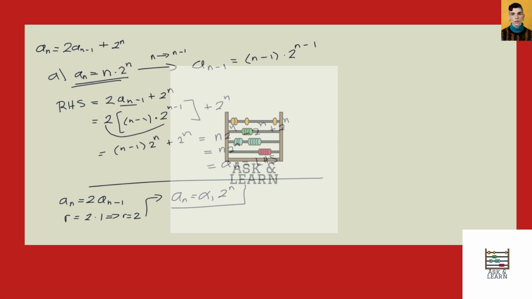So the solution to the inhomogeneous equation is going to be alpha_1 2^n plus n times 2^n. That is your solution to the homogeneous part, plus your solution to the non-homogeneous recurrence relation.